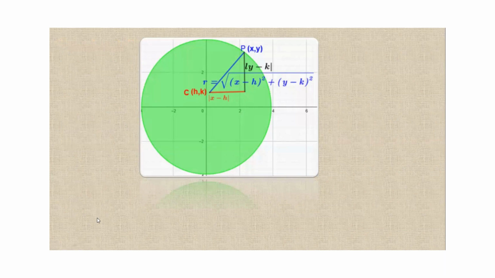Here is the center of a circle, which is (h, k), and this is a point on the circle. The horizontal distance is x minus h, and the vertical distance is y minus k. Here is the right-angle triangle, or using the distance formula, r squared equals (x minus h) squared plus (y minus k) squared. This is the standard equation of a circle.